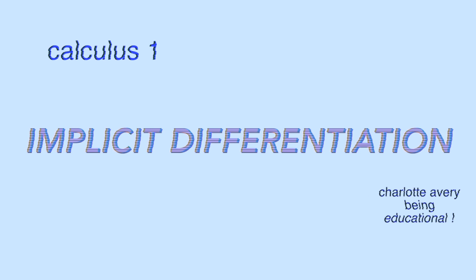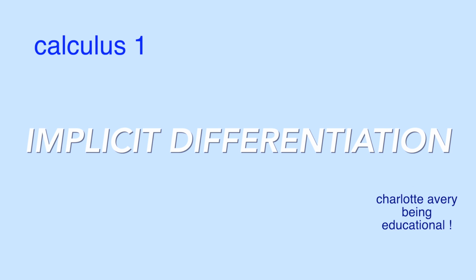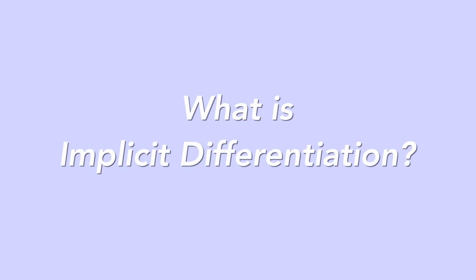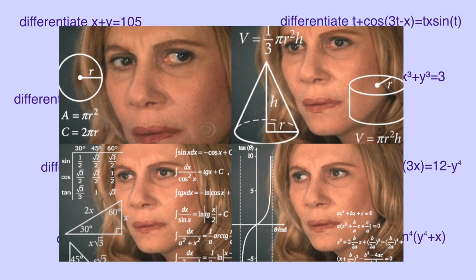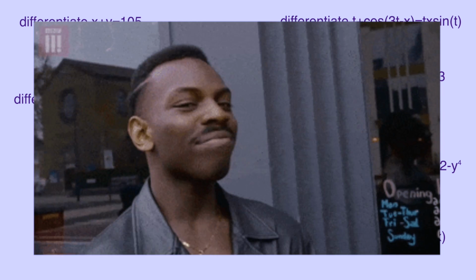Hey everyone, today we'll be talking about implicit differentiation. Let's get started. Imagine you're asked to find the derivative of a function that has both x and y. There's no way you can rearrange it to write it as y equals f of x. What do you do then? Well, there's a method called implicit differentiation, which allows you to find the derivative of that function.